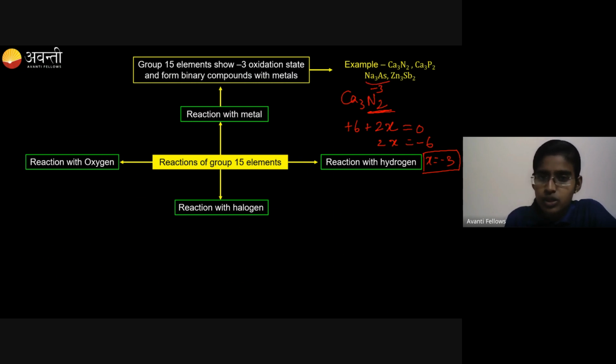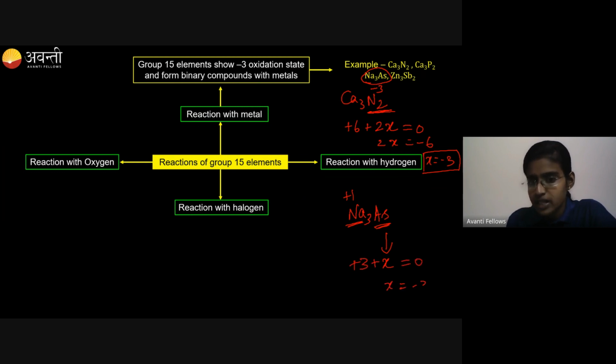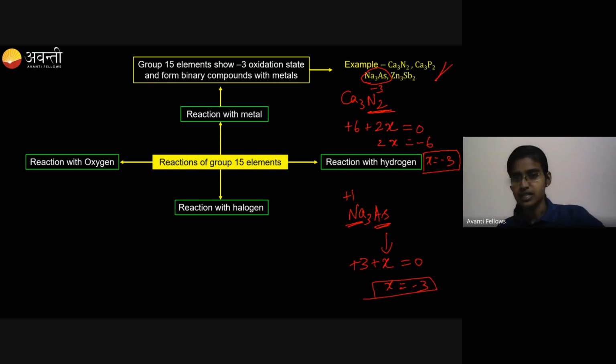I'll show you one more thing. If I take Na3As, arsenic is the group 15 element, right? We have only one arsenic, so let me take it as x. Sodium is a group 1 element, so +1 is the oxidation state for group 1 elements. Since we have 3 sodium, it is +3 plus x equal to 0, and x is equal to -3. So in all these compounds, the oxidation state of group 15 is -3. Calcium, sodium, zinc, all these are metals. When group 15 reacts with metal, it shows -3 oxidation state. So that's about the first reaction.